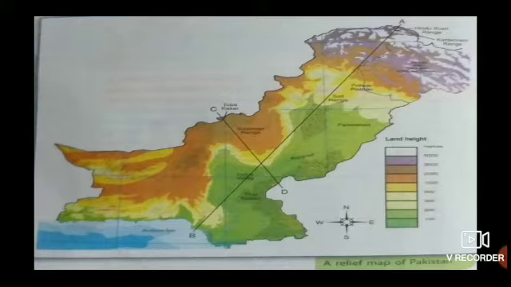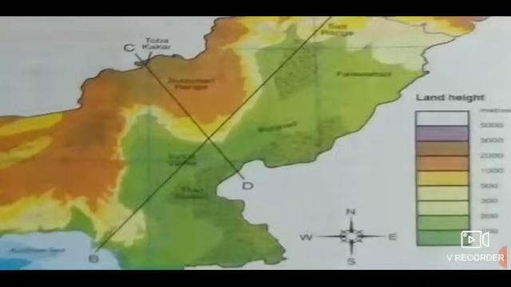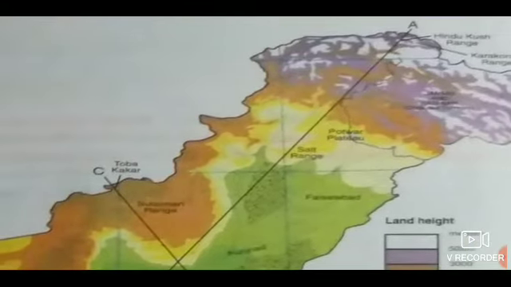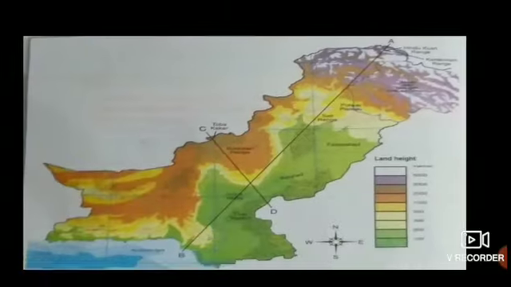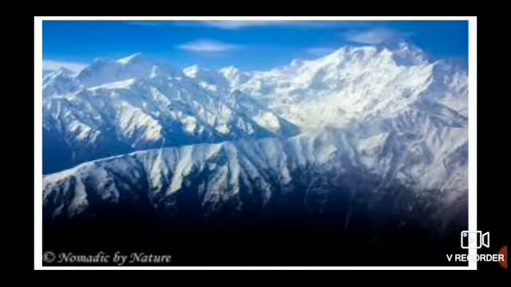This is relief map of Pakistan. In this map, you can see that the northern parts are very high and colored with white, because most of the year they are covered with snow, as shown in this picture. Northern areas of Pakistan.